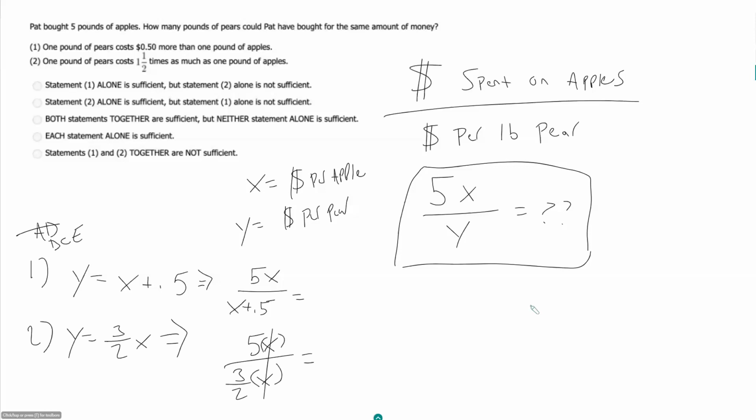Our X cancels. 5 over 3/2 is just the same as 5 times 2 over 3. And so this is going to give us 10 over 3, which means 3 1/3 pears, which really just means 3 pears, right? But either way, the second statement is sufficient. B.